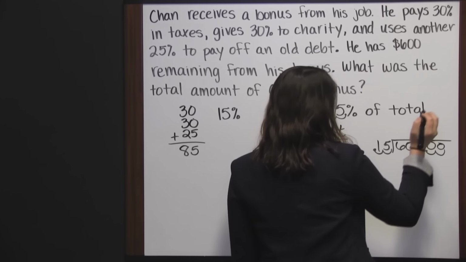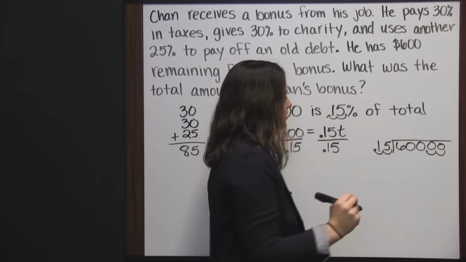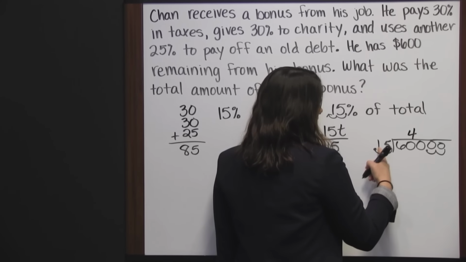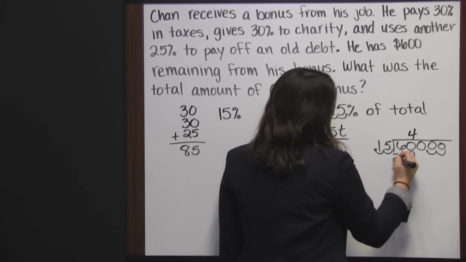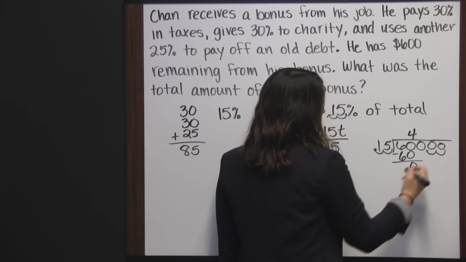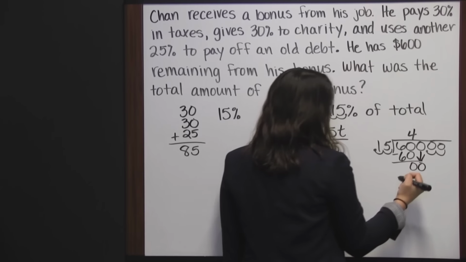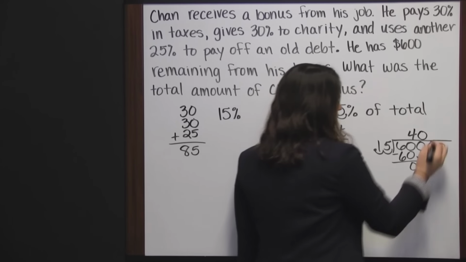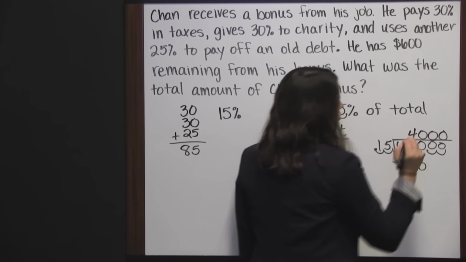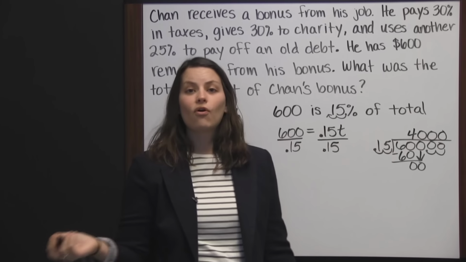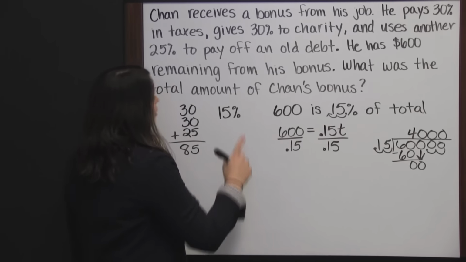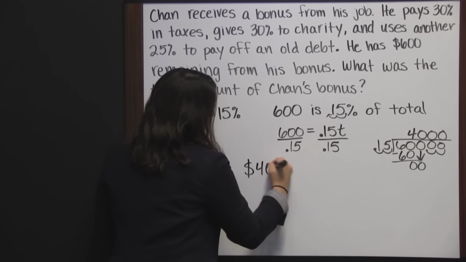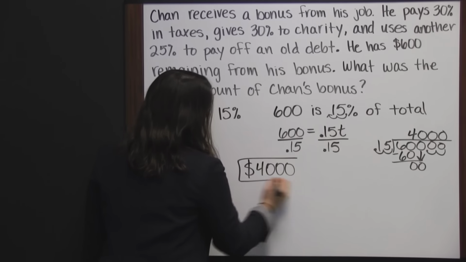Add 2 zeros, and 15 goes into 60 4 times. 15 times 4 is 60. You subtract and get 0. When you bring down 0, 15 goes into 0 0 times, and that's just going to keep happening 2 more times until we get 4,000. So what was the total amount of Chan's bonus? $4,000.